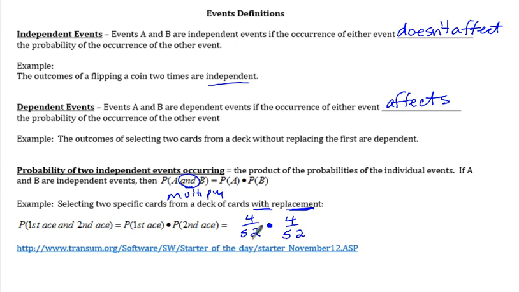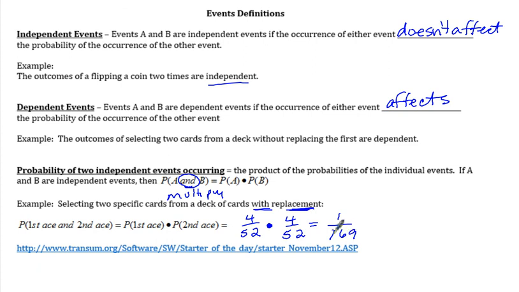This is the probability of pulling the first ace. This is the probability of pulling an ace again. Because we put the card back in the deck, we still have a 4 out of 52 chance. If we multiply those together, and if we reduce that fraction, it's 16 over 52 times 52. That comes down to 1 over 169. So if we multiply these together, we'll have a 1 in 169 chance of pulling 2 aces.